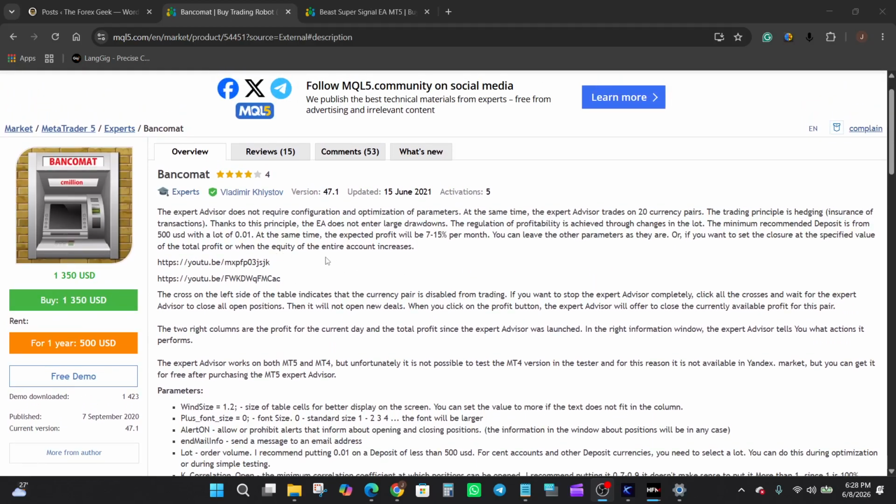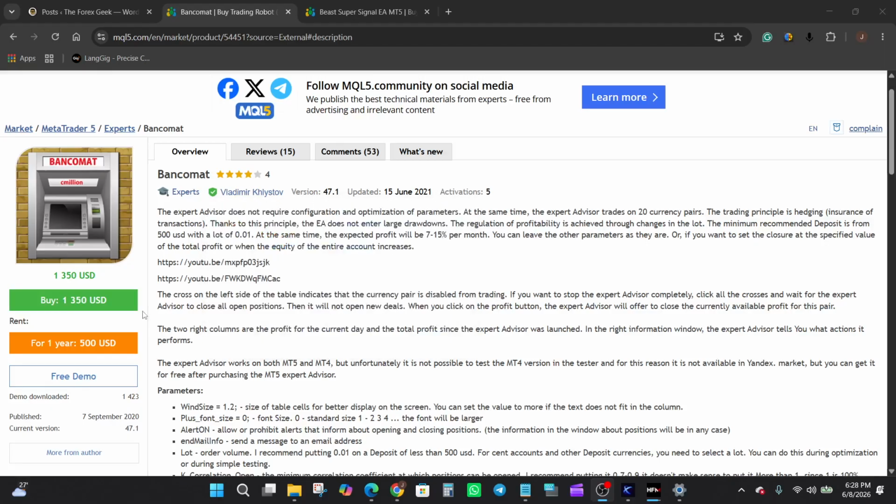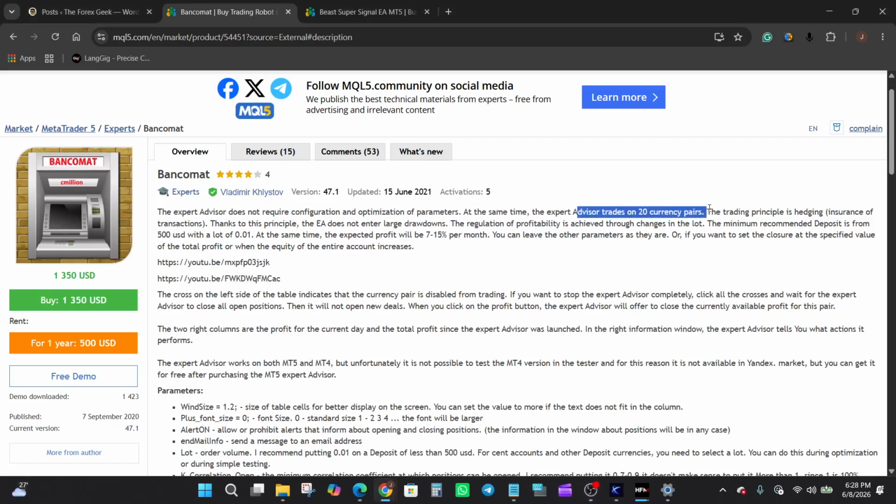Okay, and starting with the marketplace page, Bancomat is developed by Vladimir Klistov and is currently listed at 1,350 US dollars with a 1-year rental option available for 500 US dollars. The version shown here is 47.1, and one of the first things the developer highlights is that the EA is designed to trade across 20 currency pairs simultaneously.